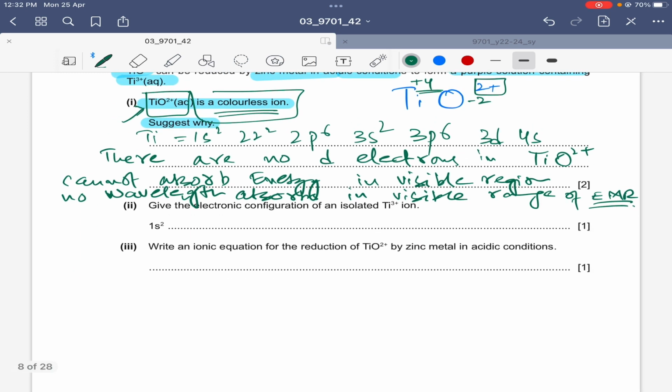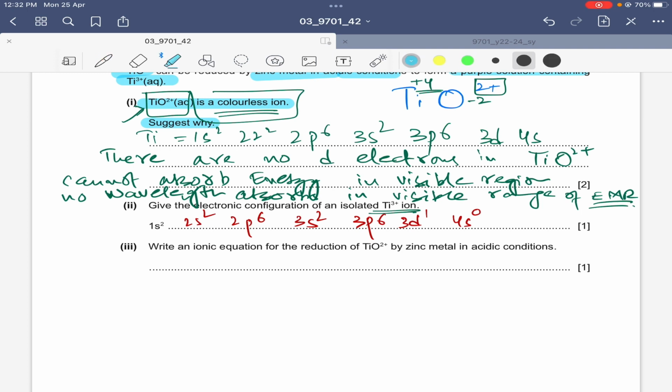Give the electronic configuration of an isolated Ti3 plus ion, right? So Ti3 plus ion, that means 1s2, 2s2, 2p6, 3s2, 3p6, that is 18 electrons. Then the 4s electrons would be lost. There would be no electrons present in 4s and only 1 electron present in 3d. So this would be the electron configuration of Ti3 plus.